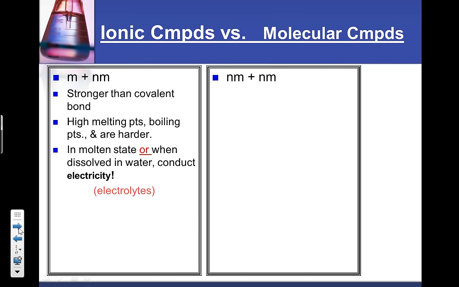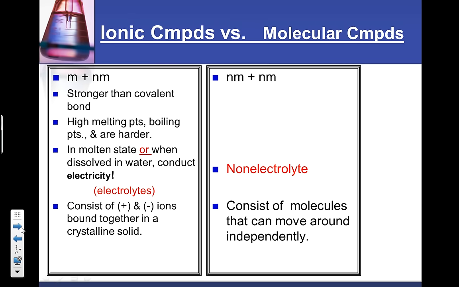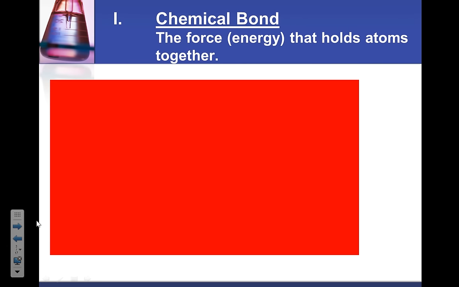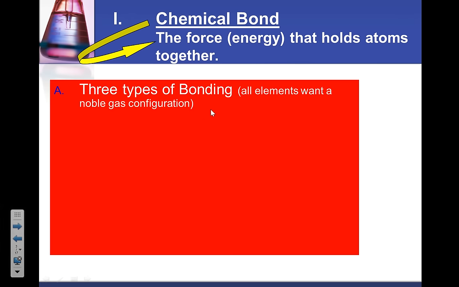All right, so the next slide is going to talk about the chemical bonds themselves. So chemical bonds, which is the focus of this chapter, is the force or energy that holds atoms together. Now, there is one underlying theme that you're going to find in all of bonding, and that is no matter what type of bond you're talking about, the elements are trying to get stable and they're trying to attain a noble gas electron configuration.